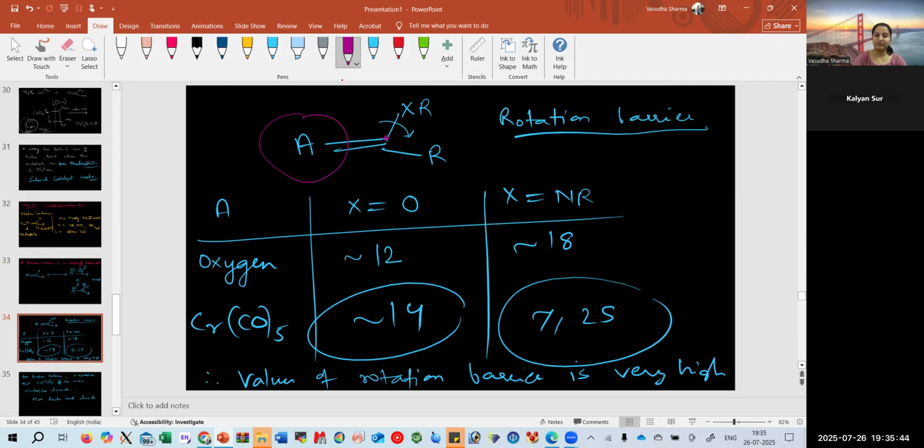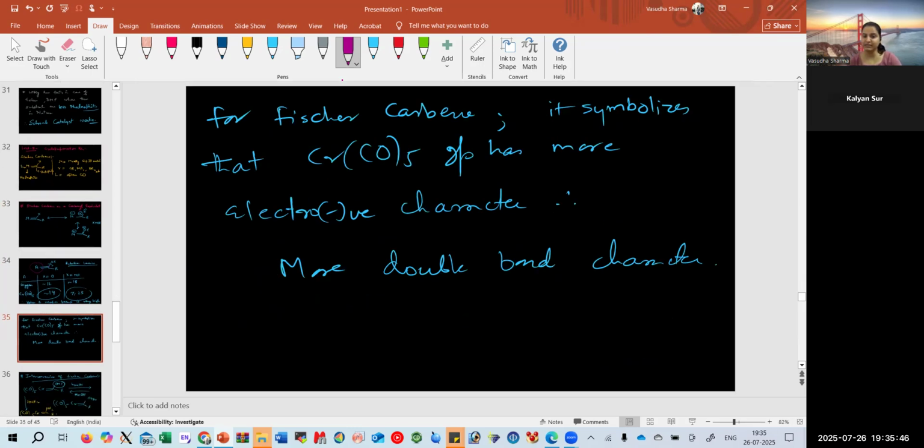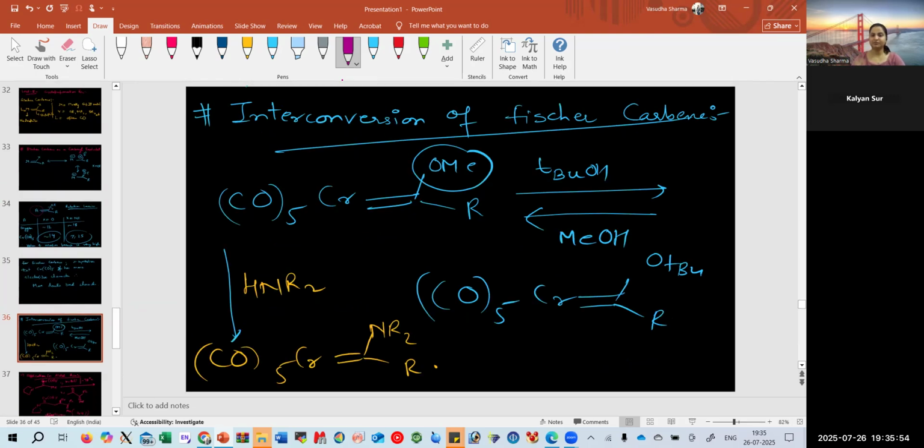So that's where, when we compared the Fischer carbene and the carbonyl group, the Fischer carbene was found to have more electronegativity, and based on that, it had more double bond character. Because of this property, it can also undergo interconversion very easily.